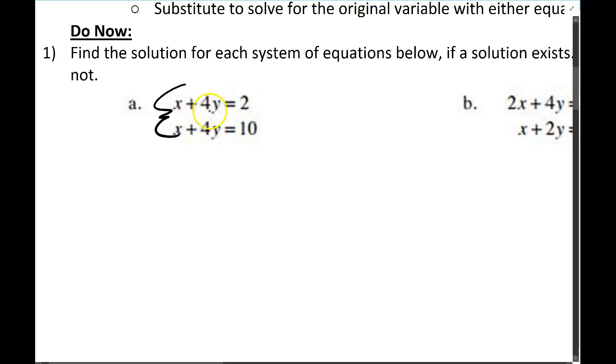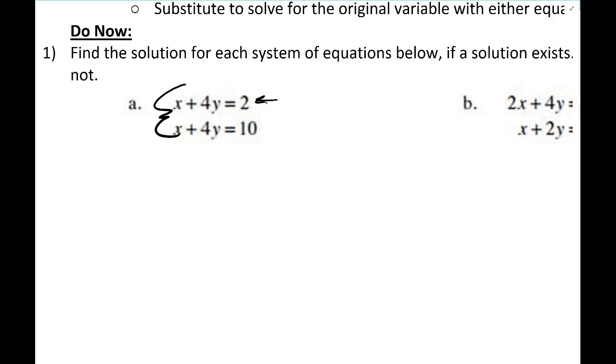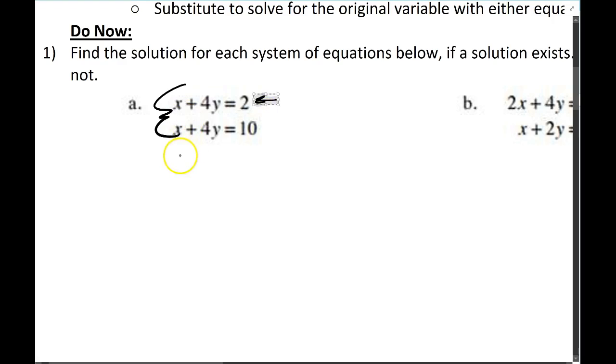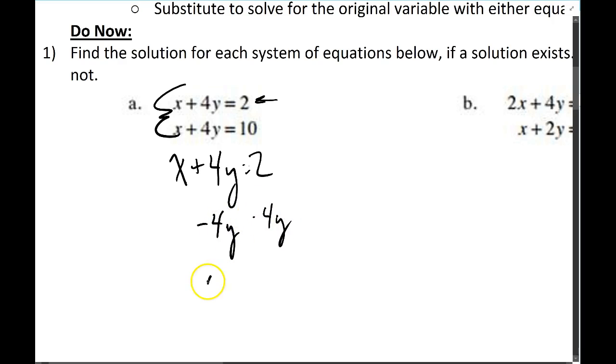So I get x plus 4y equals 2. I'm going to focus on this equation because it seems simpler. Now, you could use either equation, but in this case, I'm going to use the easier one. So I'm going to say, well, x plus 4y equals 2. I'm going to isolate x. It looks easier to isolate here because there is no coefficient. If there's no coefficient, I don't have to divide by anything, so I'm not going to. I'm going to say minus 4y minus 4y. And I get x equals 2 minus 4y.